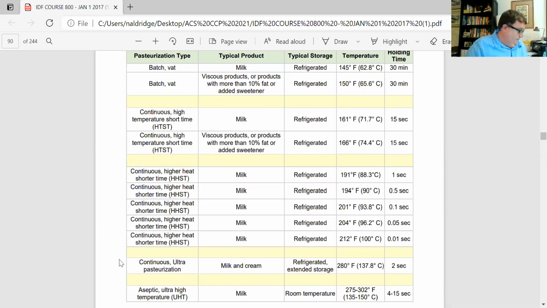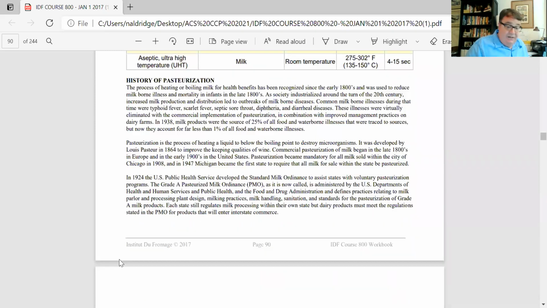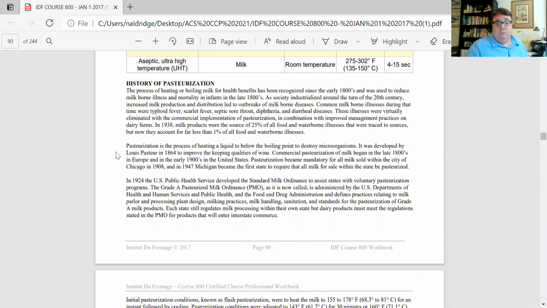All righty. Now we're continuing down page 90 for the history of pasteurization. Guys, you've got to know who invented pasteurization. Especially here in the second paragraph, you need to know about Louis Pasteur and the fact that he came about pasteurization by trying to improve the keeping qualities of wine. That may be a fun fact to remember. And then, of course, in 1924, the U.S. Public Health Service developed the Standard Milk Ordinance, or PMO. So know about PMO as well.